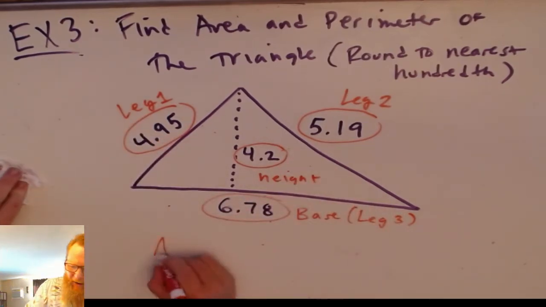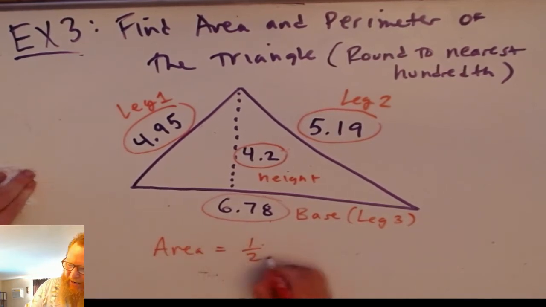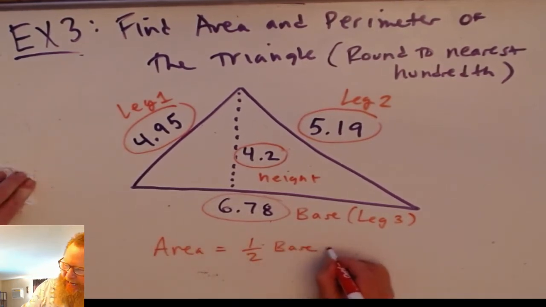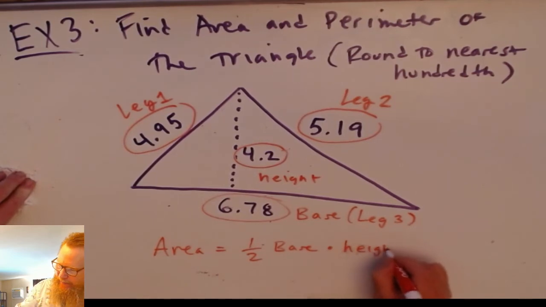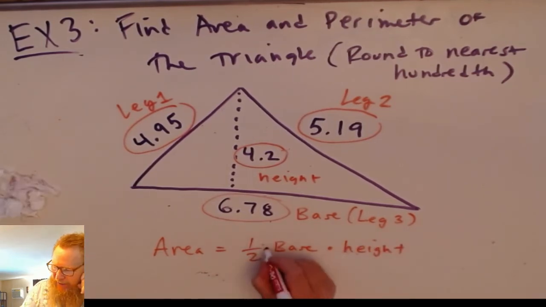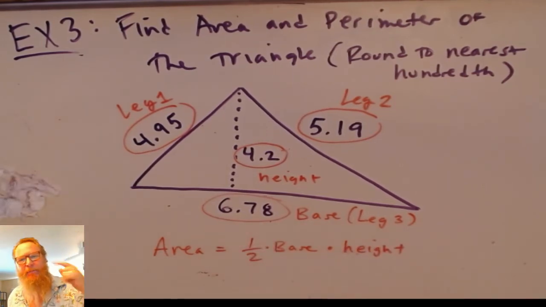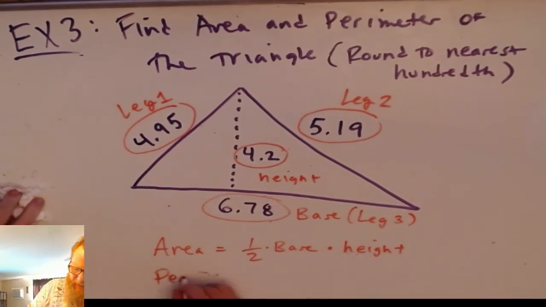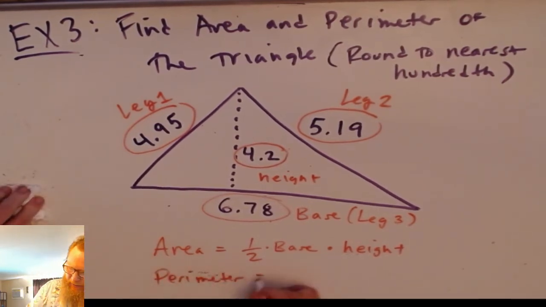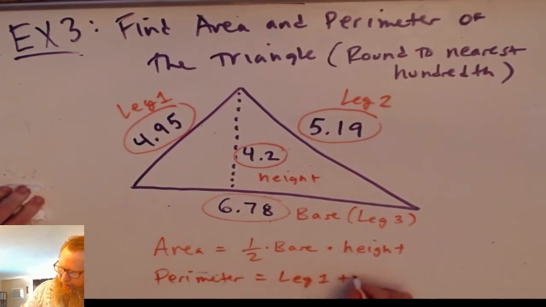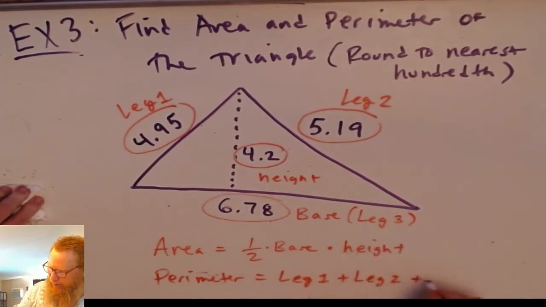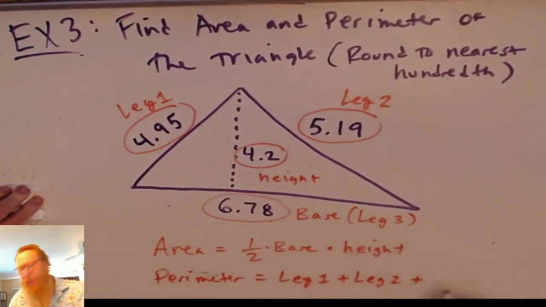So the area is 1/2 base times height. Yeah, or 1/2 times the base times the height. And the perimeter is leg 1 plus leg 2 plus leg 3, which is also the base.